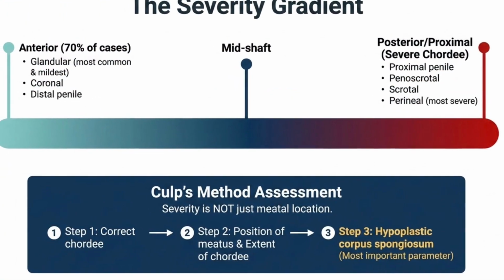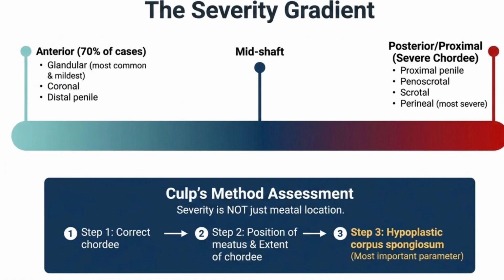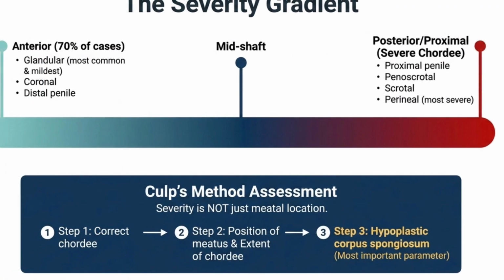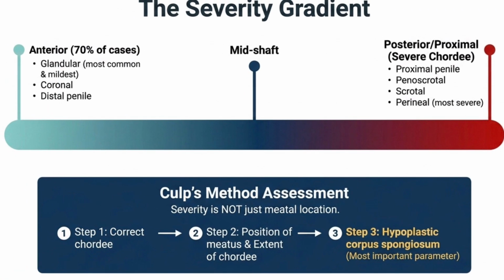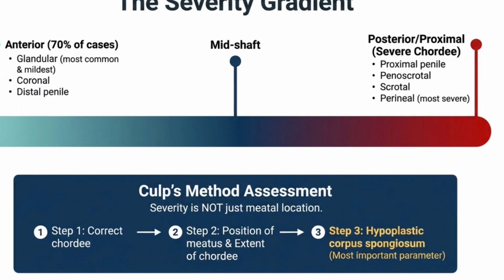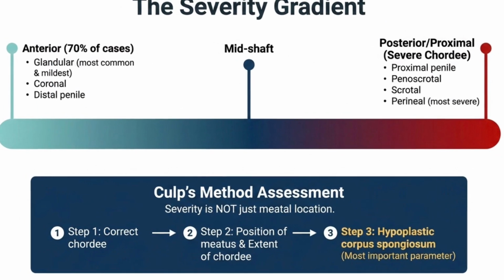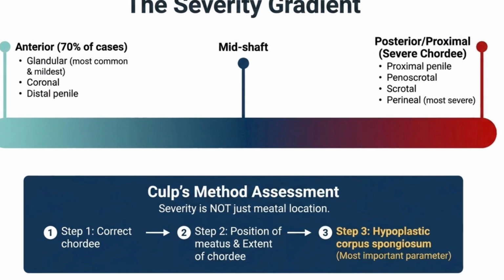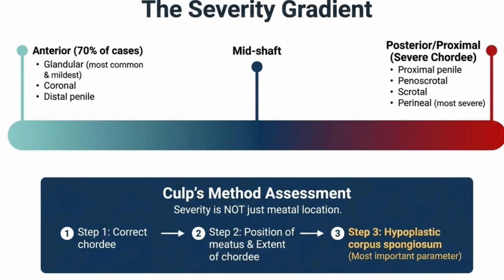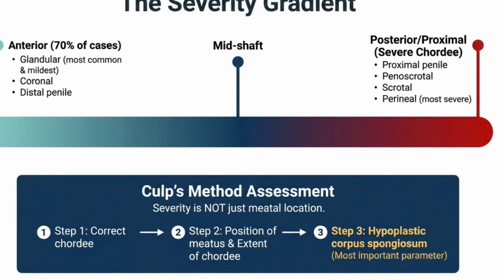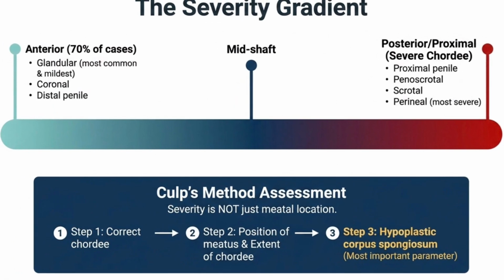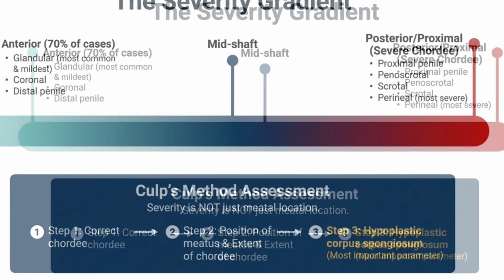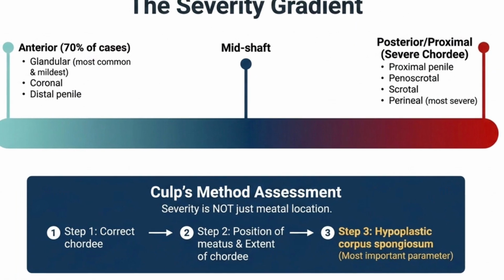The severity gradient. Anterior types account for 70% of the cases, in which glandular is the most common and the mildest type, then coronal and the distal penile. The midshaft defects, the posterior or proximal types, cause severe chordee and are noted at the proximal penile, penoscrotal, and scrotal, and the perineal is the most severe type.